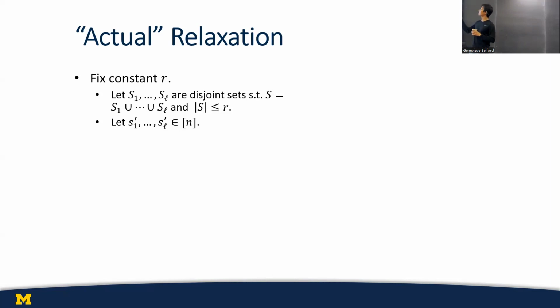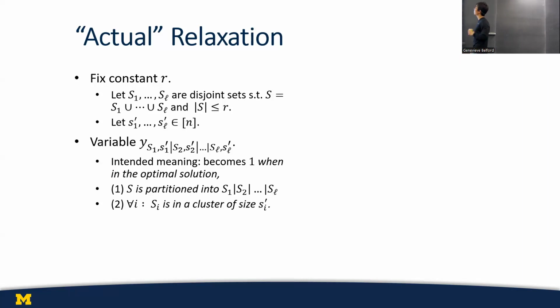Okay, fix any constant R. So R is going to be the number of rounds in some sense again. And then let's say that S1 through SL are disjoint sets of vertices, and their union size is at most R. Okay, that's good. But then I'm going to have L numbers again, S1 prime through SL prime. And then given S1 through SL and S1 prime through SL prime, I'm going to create one variable called Y sub S1 S1 prime bar S2 S2 prime bar all the way through SL prime. So that's one variable.